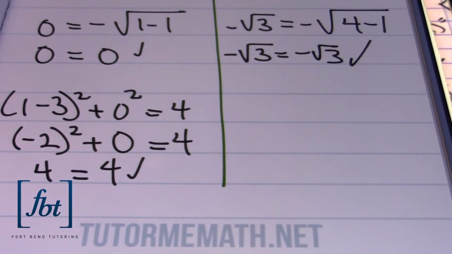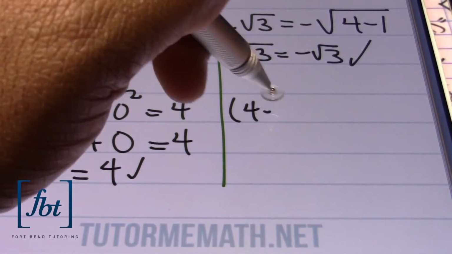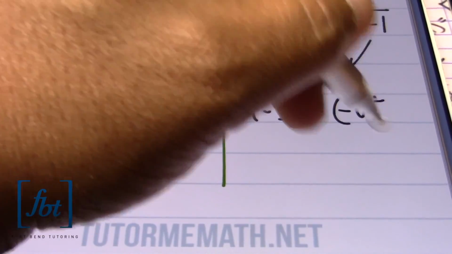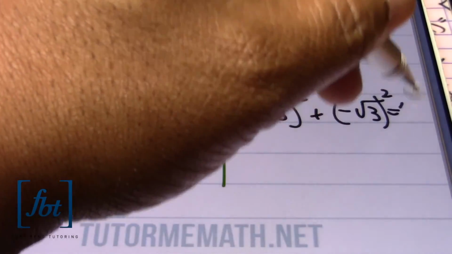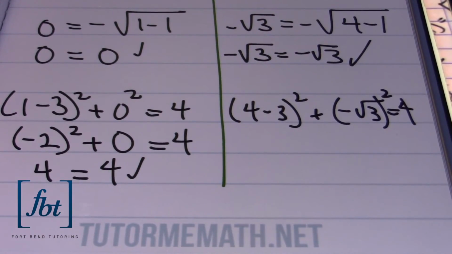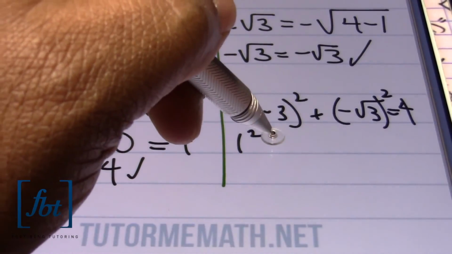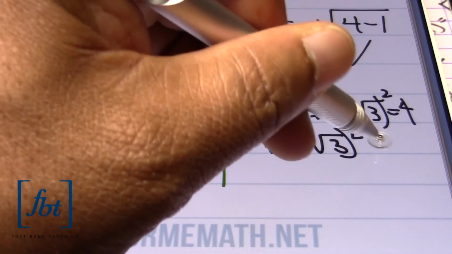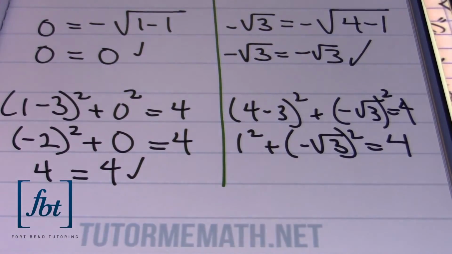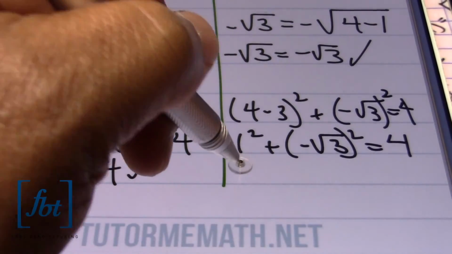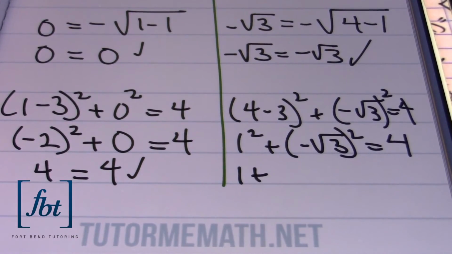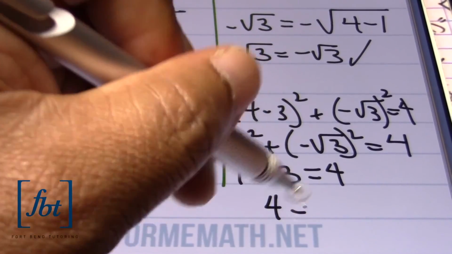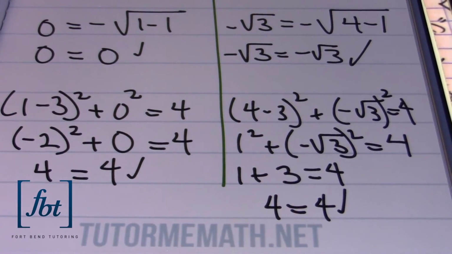With the second equation, we'll have the quantity 4 minus 3 squared plus the quantity negative square root of 3 squared, and this must equal 4. We know that 4 minus 3 is 1, so that's 1 squared plus, and then we'll just bring down the negative square root of 3 squared for now. We're going to take our time. 1 squared is 1, plus negative square root of 3 times negative square root of 3, which is just 3. So 4 equals 4. This checks out just fine.